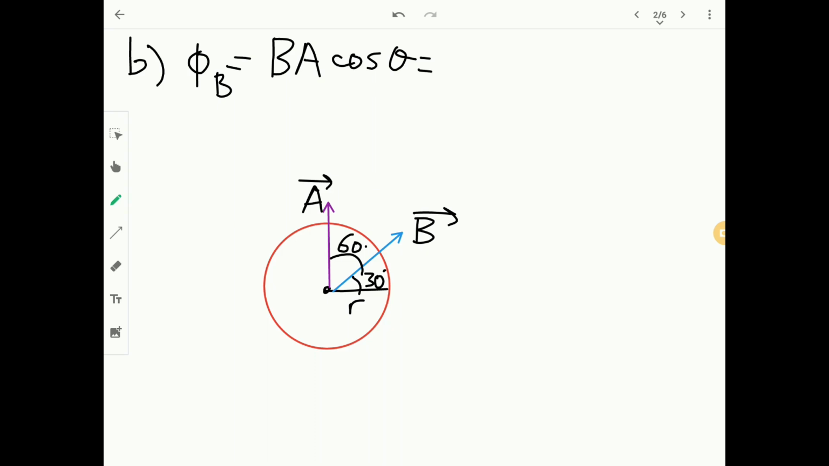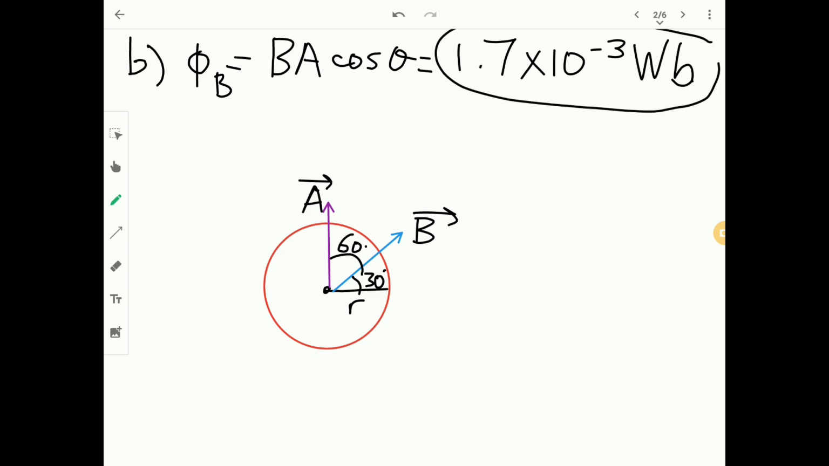So we substitute, and when we substitute we should get 1.7 times 10 to the power of minus 3 Weber. And obviously when we're looking for the area we do pi r squared because it's a ring or a circle, and obviously r has to be in meters. So we should get 1.7 times 10 to the power of minus 3 Weber.